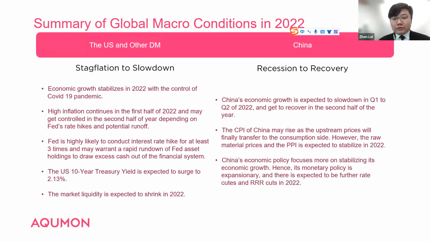However, the raw materials prices and the PPI is expected to stabilize in 2022. As we mentioned before, we can see that in the last few months, China's raw material price and PPI went down steadily, and China's economic policy focuses more on stabilizing its economic growth. Hence, its monetary policy is now expansionary, and there is expected to be further rate cuts and required reserve rate cuts in 2022.